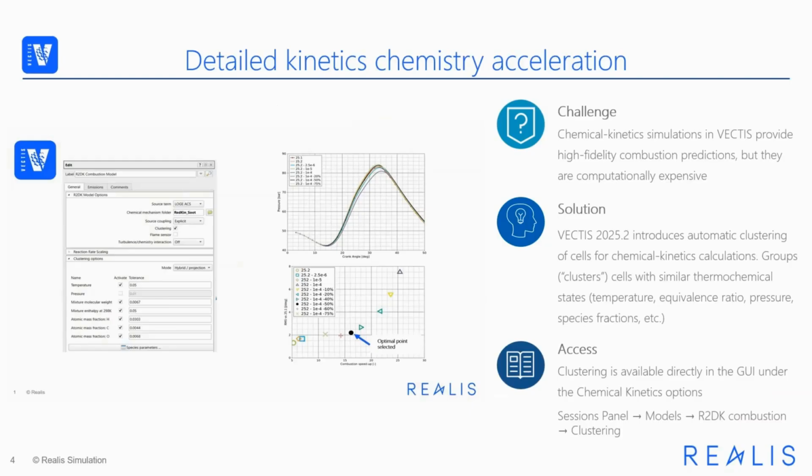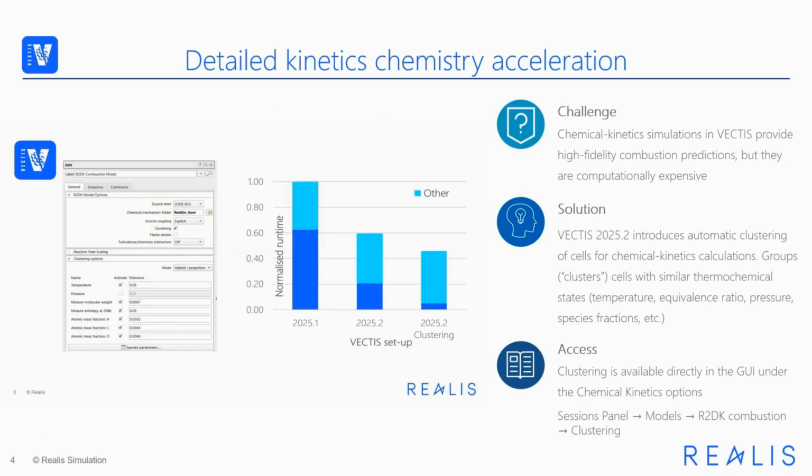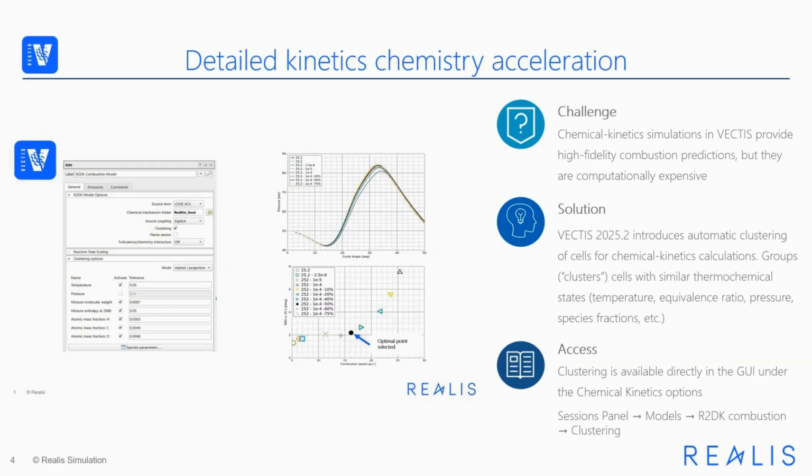Our first improvement is functionality, and that's our detailed kinetics chemistry acceleration. Chemical kinetics give us very accurate chemical combustion predictions, but it's traditionally slow because every cell solves for a large number of species and reactions. For transient engine cases, this can become extremely computationally expensive, so users often have to choose between long run times or simplified chemistry. In this new release of Vectis, we've introduced automatic clustering.